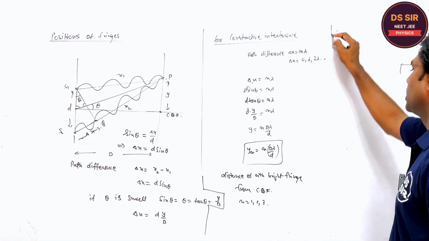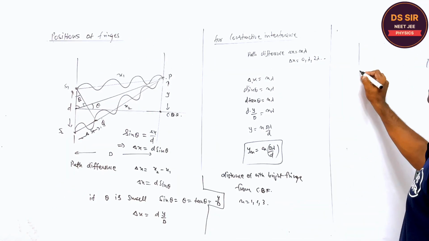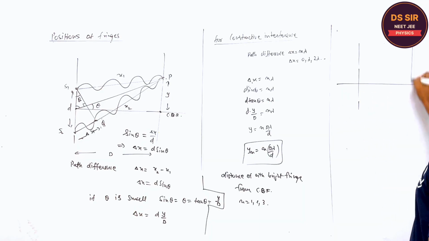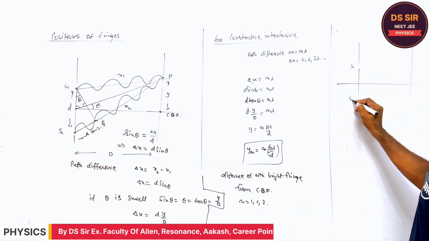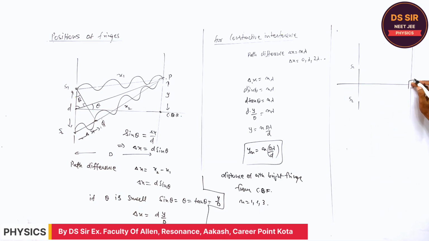1, 2, 3. Listen one thing. Suppose this is the YDSE, this is S1, S2 as I told you. Although this is the central bright fringe, right? And after that there is a dark, there is a bright, there is a dark, there is a bright, there is a dark, right? There is a bright. Are you getting or not? On the other side there is a dark.